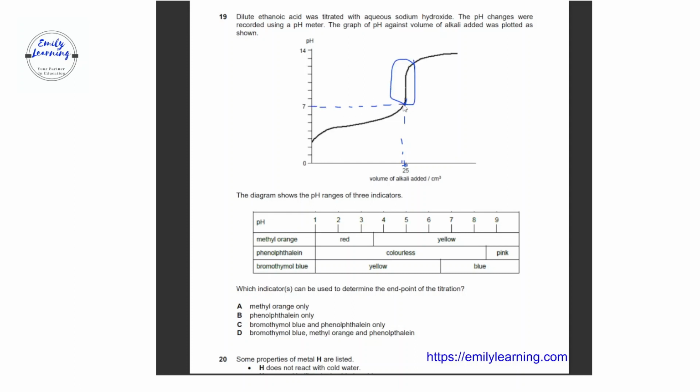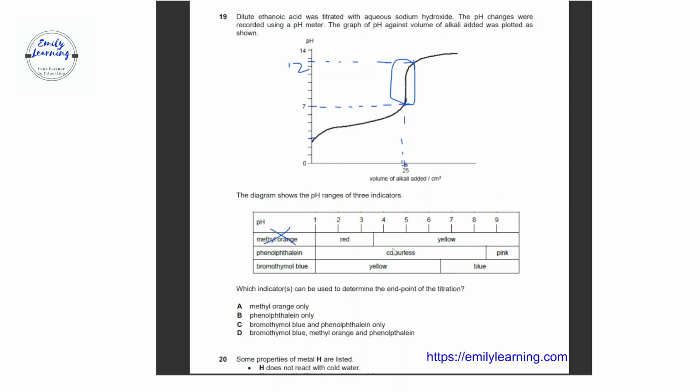The pH changes from close to 7 to around 12 to 13. So in other words, the indicator that you use must have a color change between a pH of 7 to 12. So if you look at the methyl orange, it changed color at 3. So it changed color here. So it changed from red to yellow here already. And this is not the end point, right? Here, 25 cm³ is the end point. So methyl orange cannot be used.